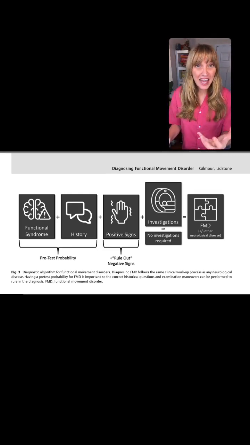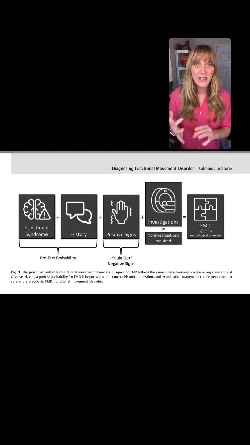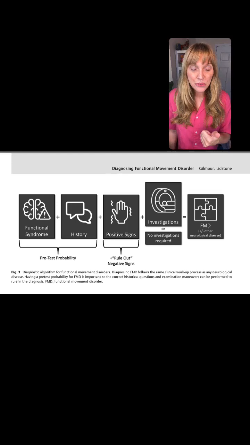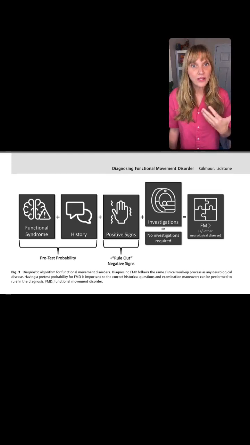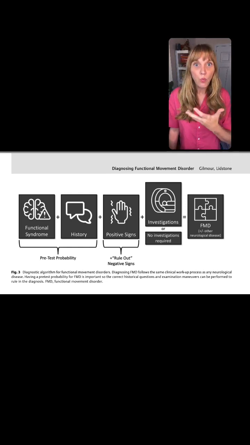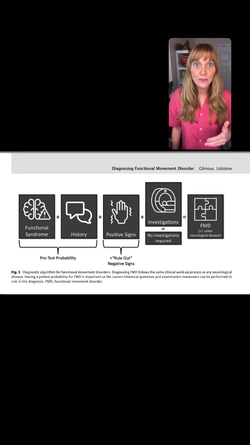This is the same thing that you would do in Parkinson's or MS or a stroke. Clinically, you're going to go through that history and start to hypothesize. Does this sound like MS? Does it sound like a stroke? Where is this in the nervous system? So this is the process that every neurologist would do for any diagnosis.